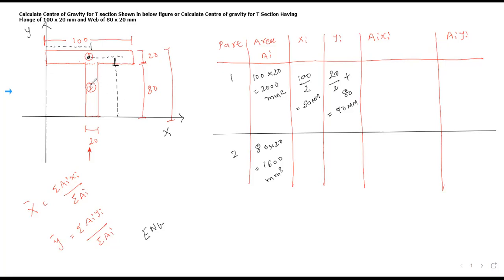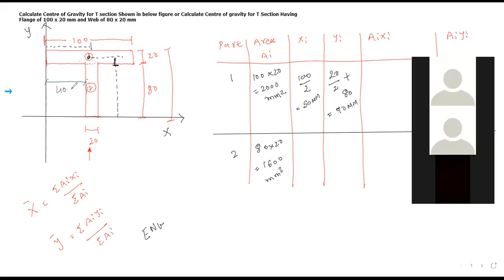Now for the second rectangle, first of all we will calculate the left portion of the flange. Let's calculate that. We have already discussed how to calculate it. I am writing the value directly here. Total length is 100, from that I subtract 20. 80 divided by 2. This portion is nothing but 40. Yes or no? This portion is nothing but 40.